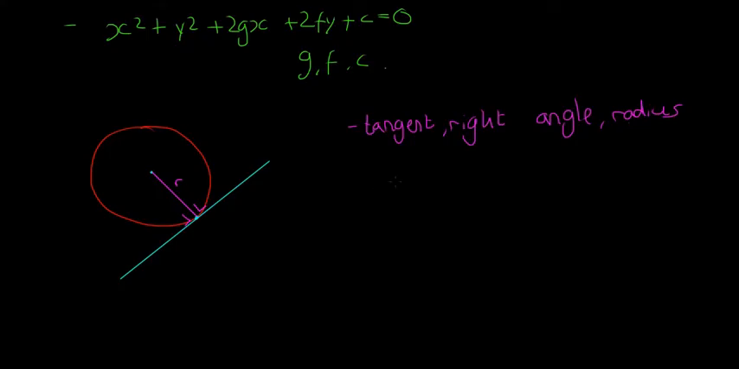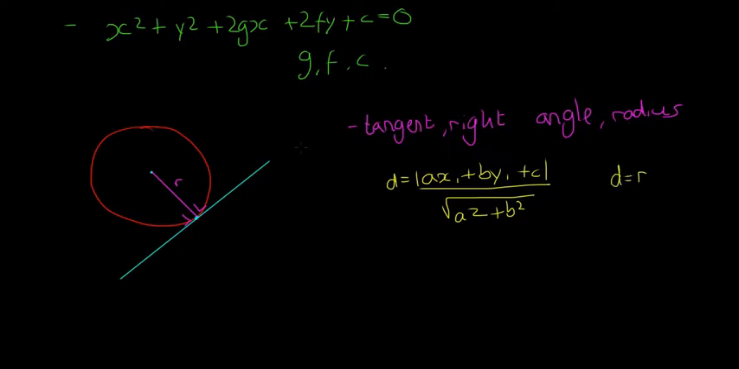We're also going to use this formula, that d is equal to ax1 plus by1 plus c, which is the formula for the perpendicular distance between a point and a line. So that's what we're talking about here: the perpendicular distance between this point and this line, and that's going to be the same as the radius. We'll look at problems with that. You just need to know that d is equal to the radius if we're talking about a tangent.